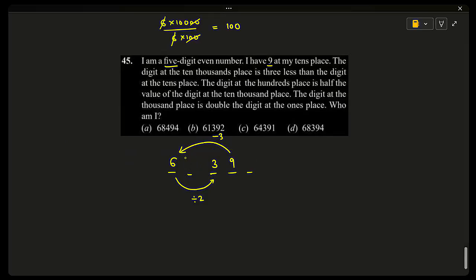So the next even number possibility will be 2, because they said 5-digit even number. So the last digit should be either 0, 2, 4, 6, 8. I'm checking the next possibility, 2. If it is 2, double it, you'll be getting 4.